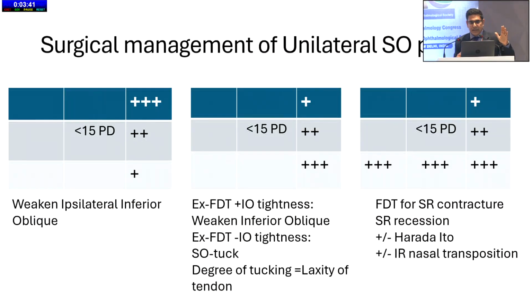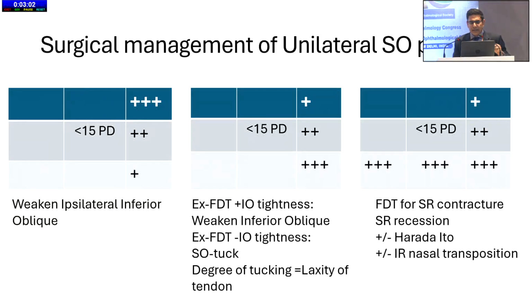We'll first consider a patient presenting with less than 15 prism diopters of hypertropia. There can be 3 different cases that the patient can present with. In the first case, there might be increased maximal deviation in the inferior oblique gaze, and in those patients you would weaken the ipsilateral inferior oblique. When there is maximal deviation in the superior oblique gaze, I always like to do an exaggerated forced duction test. If the inferior oblique is tight, I like to weaken the inferior oblique. If the inferior oblique is not tight, I like to tuck the superior oblique, and the degree of tucking would depend on the laxity of the tendon.